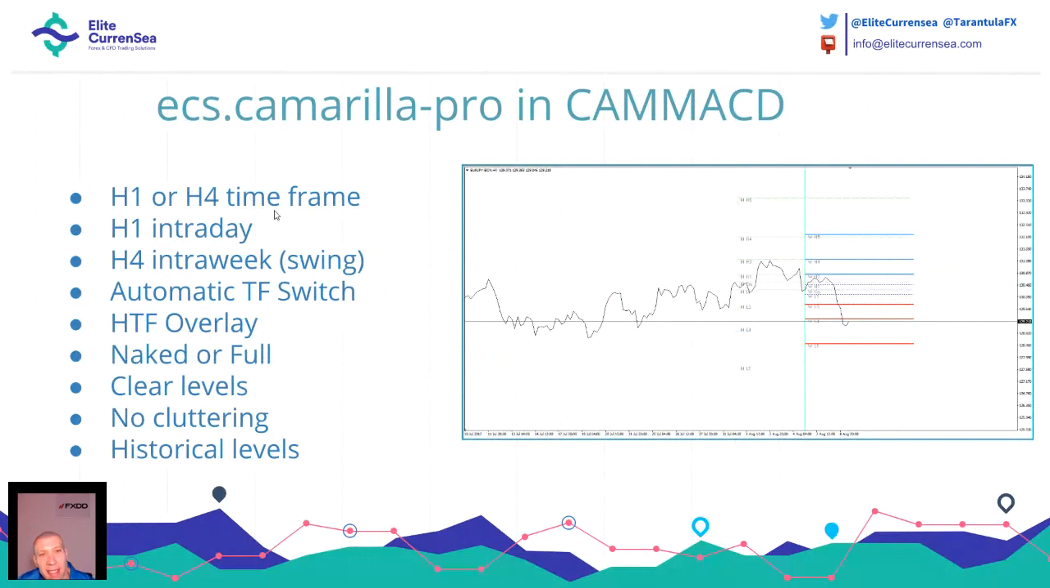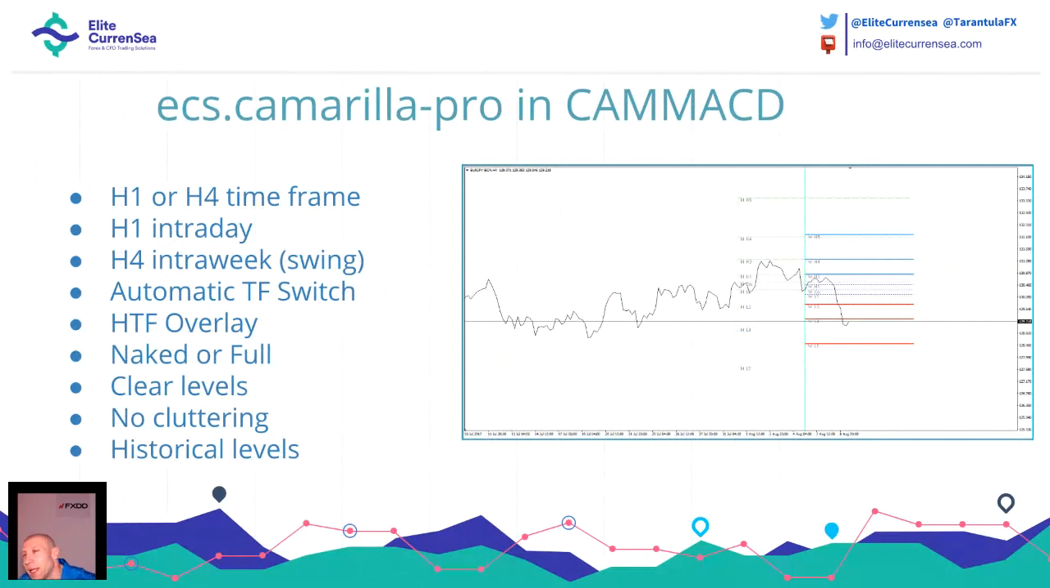My method of trading is Camarilla MACD, and it uses multiple time frame analysis for spotting better entries and exit points. Also, guys, what is important is that it has the automatic time frame switch. So once you switch between time frames, your Camarilla levels will adjust accordingly. That is also a very good asset. It also has the HTF overlay, so higher time frame overlay, as I explained.